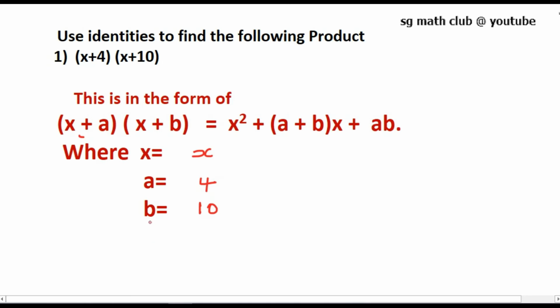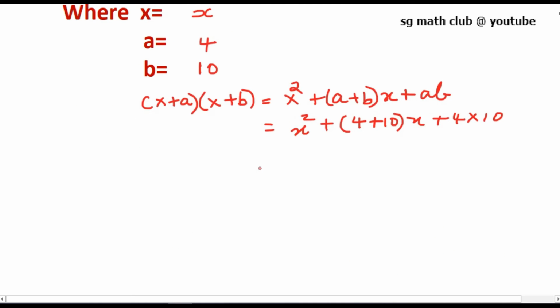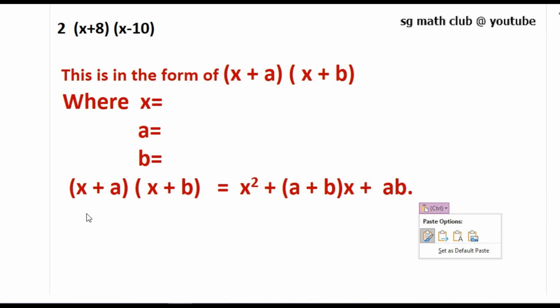Now I will substitute in this identity. We need to write the identity x plus a into x plus b equal to x square plus a plus b into x plus ab. So which is equal to, in the place of x I need to substitute only x. In the place of a I can write 4, in the place of b 10, into x plus 4 into 10. So which is equal to x square plus 14x plus 40. So x plus 4 into x plus 10 is nothing but x square plus 14x plus 40. Now the second one is x plus 8 into x minus 10.